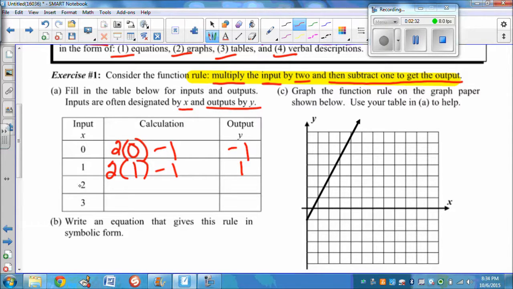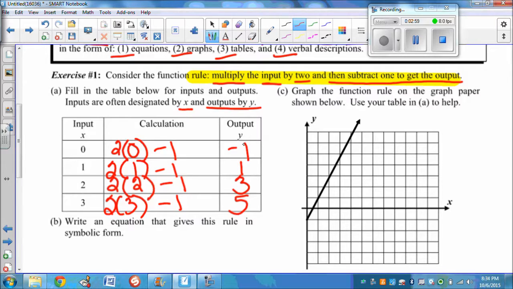Well, what if we input a 2 into our function rule? 2 times 2 minus 1. So that's 4 minus 1, that's 3. And then finally, what if I have an input of 3 as my X value? I'd still do that same function rule that they're telling us to do, 6 minus 1, which is 5. So I have this list of inputs and its corresponding outputs.